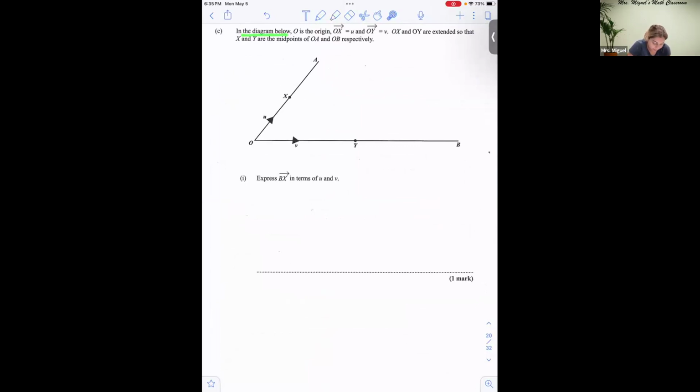So in the diagram, O is the origin, OX is U, so we have that. OY is V, so we have that. OX and OY are extended such that it is a midpoint. So if it is a midpoint, therefore here must be U and here must be V. So therefore I could say that OA is 2U. You see, I get that right off the bat because I'm writing it in as I'm going. So OB is equal to 2V.